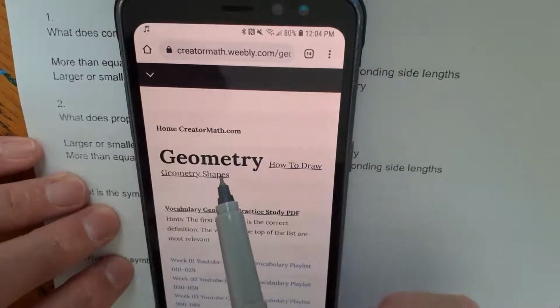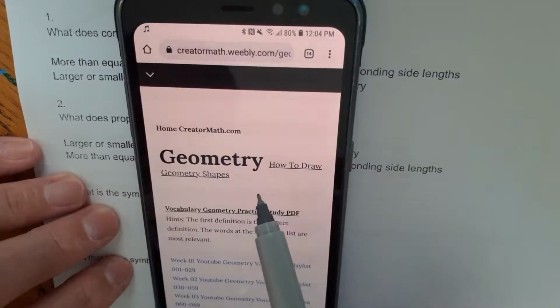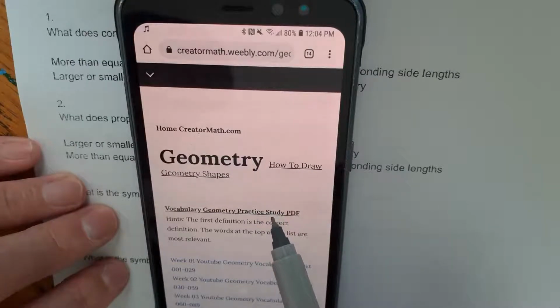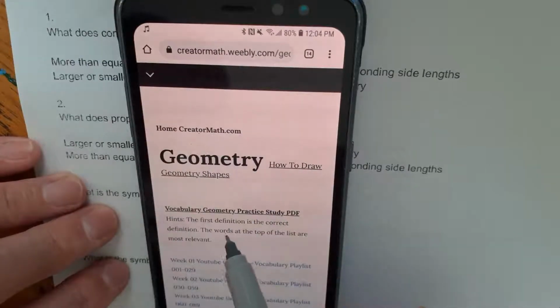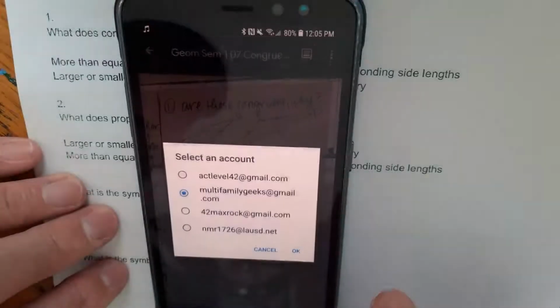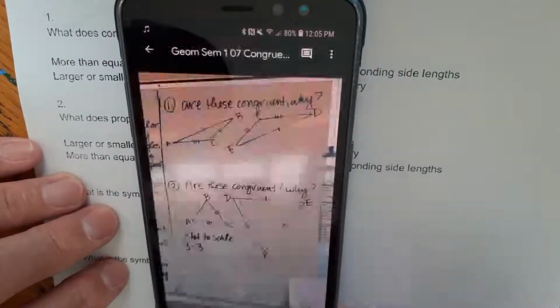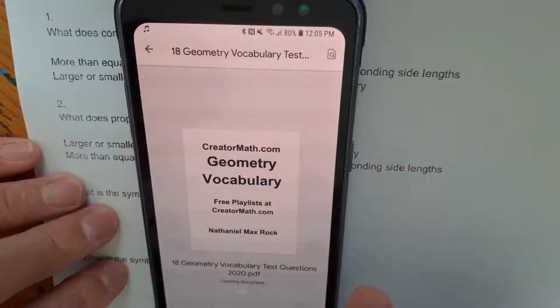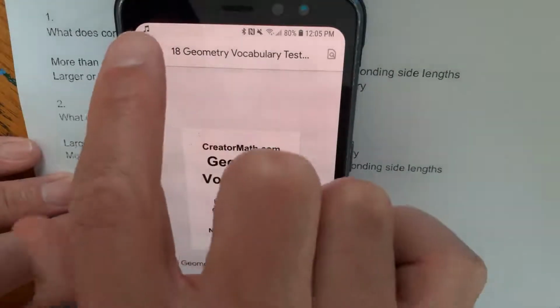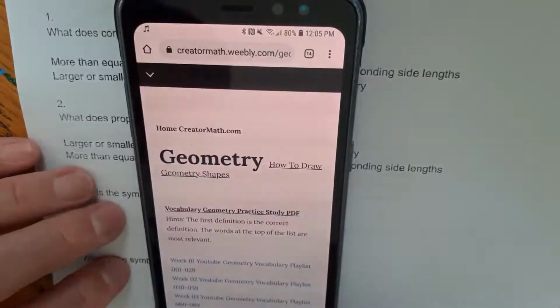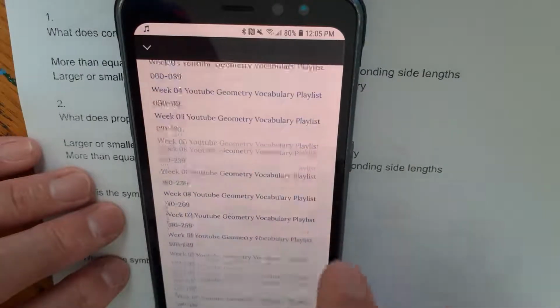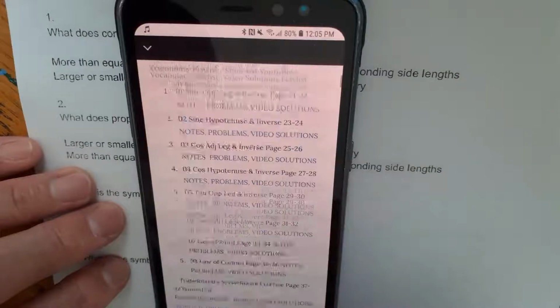So now I'm going over to the Geometry tab. All of the notes, video lessons, problem sets, and even vocabulary are under the tab of the class you're in, in this case Geometry. Here is the Vocabulary Geometry Practice Study PDF. If you open this PDF, it has all the vocabulary words we use for geometry for the entire school year, and it is searchable too. Download that to your device. Google how to search it using whatever kind of device you have, because it's a little bit different for each device.